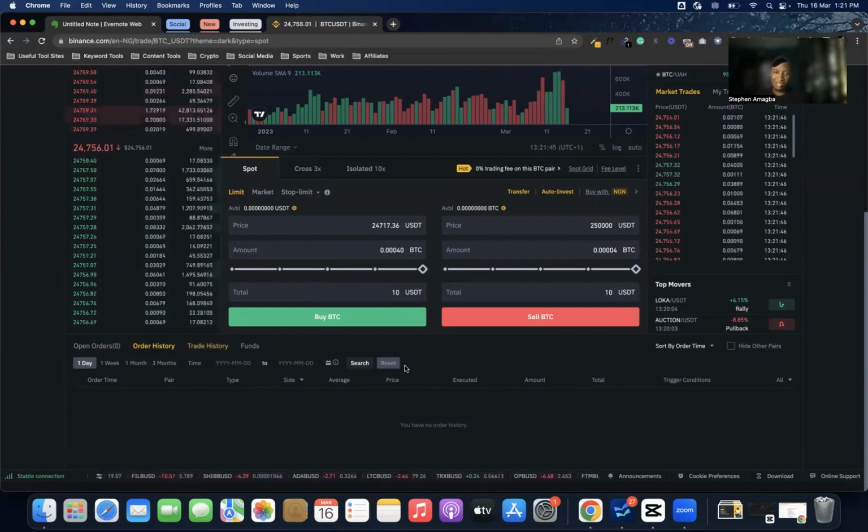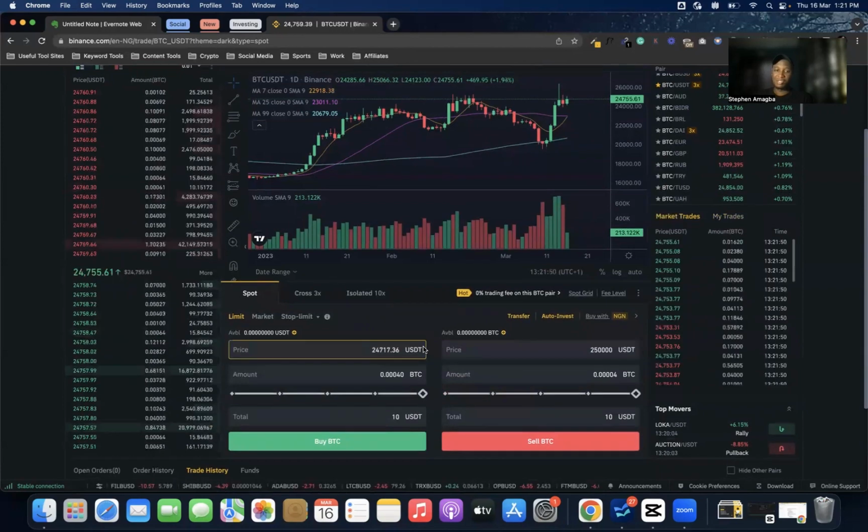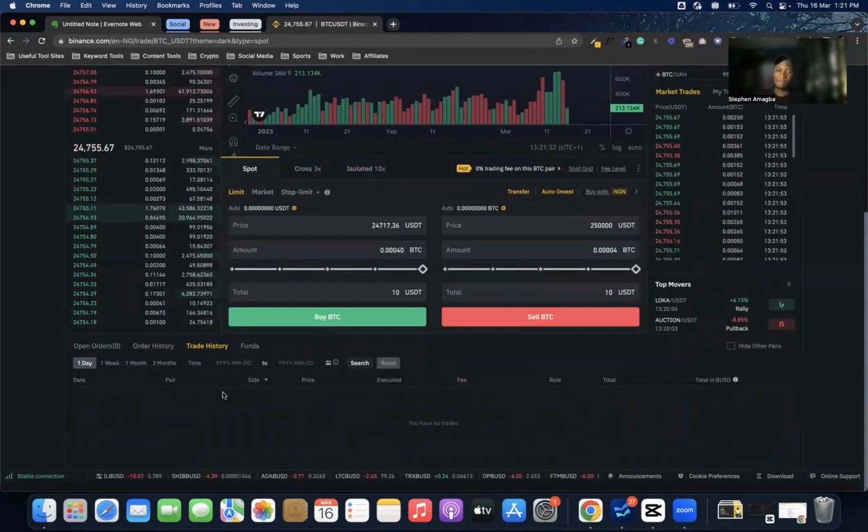So you have the trade history, which is basically your completed trades, your orders that actually ended up being executed. So remember, orders are different from trades. Orders are placed, they are trades that have not been executed yet, while trades are orders that have been executed. So that's most important to know there.